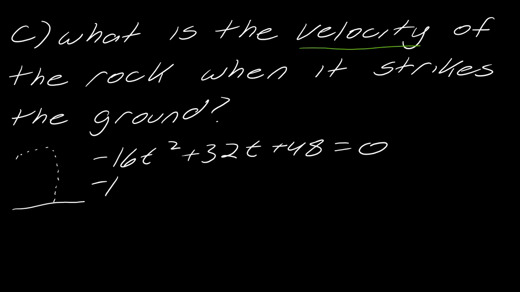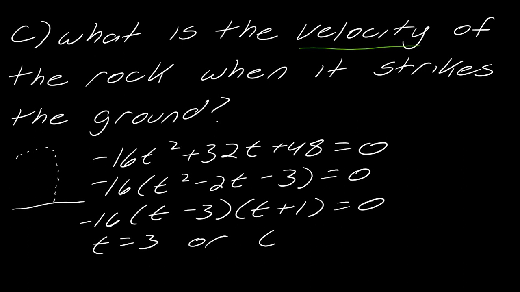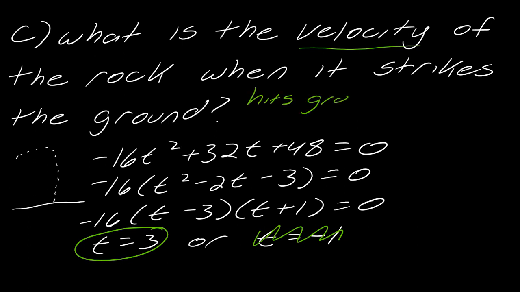Okay, so I'm going to factor out the 16. And that's going to give me this function. And so then I can factor this as t minus 3 and t plus 1. So I get either t equals 3 or t equals negative 1. So we're thinking about time here, right? Time can't be negative, so I discard this value. So after 3 seconds, the rock is going to hit the ground. So it hits the ground in 3 seconds.